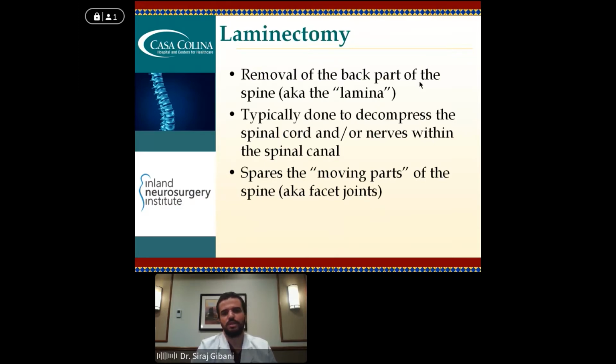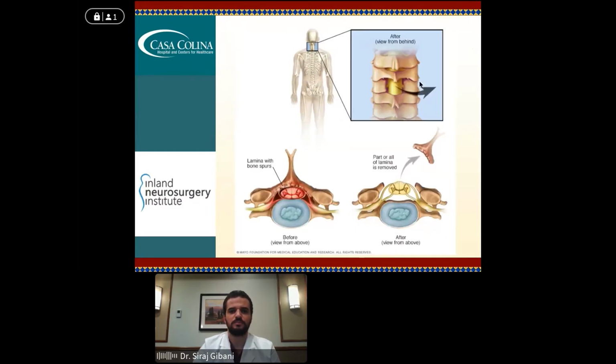A question that's often asked is, well, don't I need the lamina? Isn't that an important structural part of my spine? And the short answer is that if it's causing a lot of problems, then it's not necessarily a structural support portion of your spine. And what we're doing is essentially sparing the moving parts of the spine, known as the facet joints.